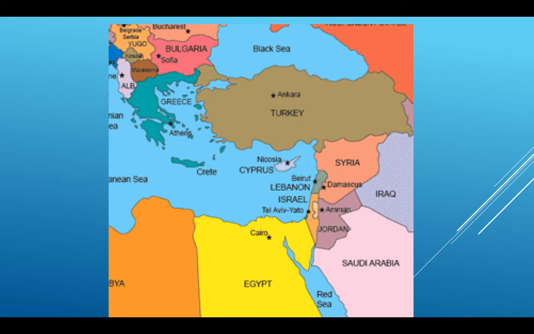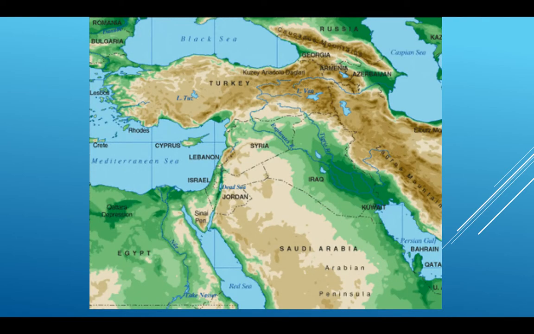Remember, this video is meant to be a brief overview, and we will dive deeper into specific topics in class this week. So what you're looking at is a political map of the region. Most of these countries you have labeled in class in your composition book. Now let's shift over to a physical map of the same region.